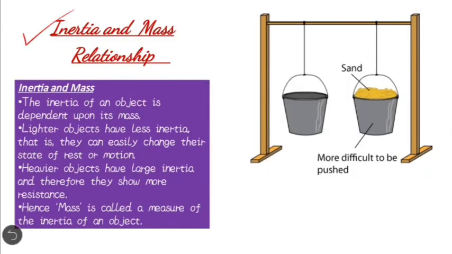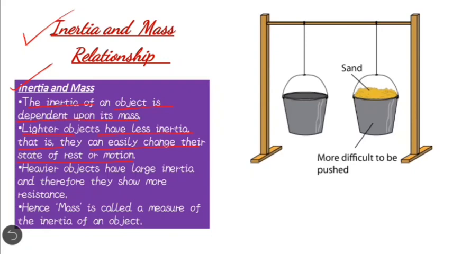Now, the relationship between inertia and mass. The inertia of an object is dependent upon its mass. It means the inertia of an object is directly proportional to the mass of the object. A lighter object has less inertia because it has less mass, that is, it can easily change its state of rest or motion.